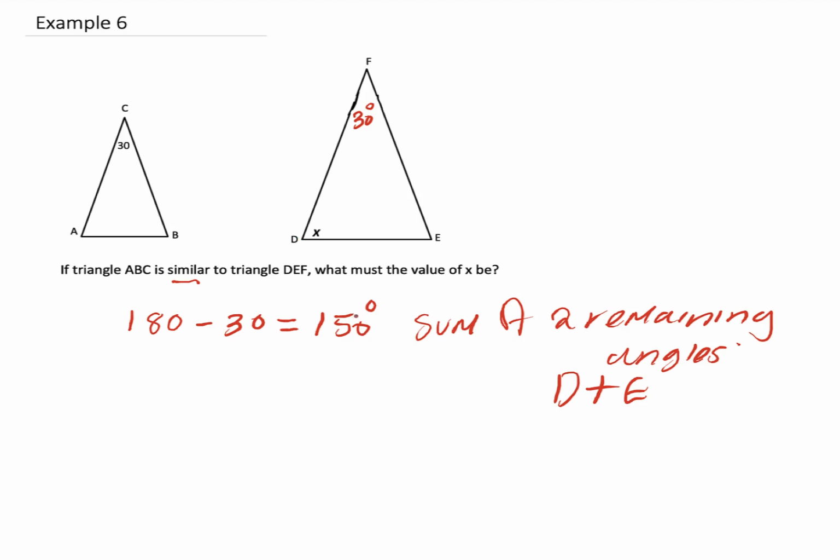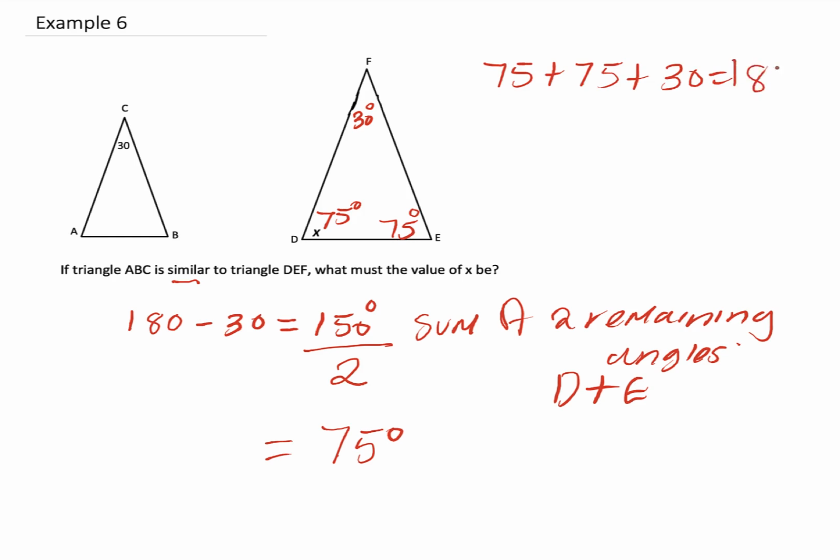When you add D and E, it's 150. So if I just want D, we're going to divide by 2. 150 divided by 2 is 75 degrees. Angle X will be 75, which means angle E would also be 75. Again, if you take 75 plus 75 plus 30, it's going to be 180 degrees. In this question, they didn't really say anything about the triangles, so you have to assume that angle D and angle E would be equivalent in size. They would be the same.